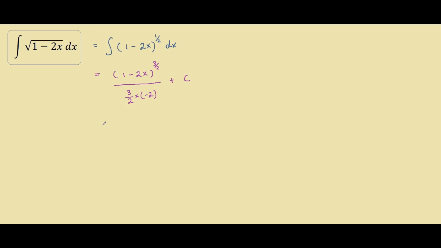If we simplify this out, we get 1 minus 2x to the power of 3 on 2, and we see the 2's cancel out on the bottom, so we're left with negative 3. So this is the same thing as negative 1 on 3 plus c. And this over here is the answer to your integral.